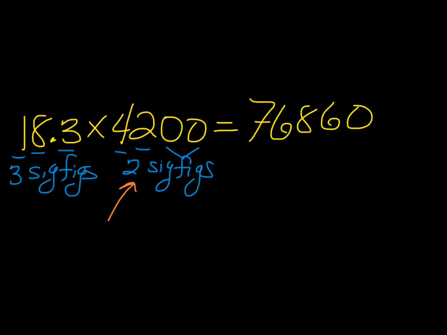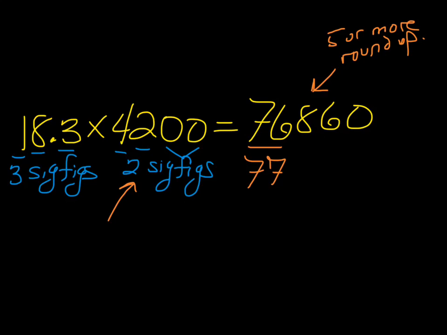2. Which means we're going to keep the 7 and the 6, and we're going to look at the third number here, which is the 8. And it's 5 or more, which means we round up, which puts our answer at 77. Hopefully you can see a bit of a problem here. 77 cannot be a rounded version of 76,860. They are completely not the same numbers.